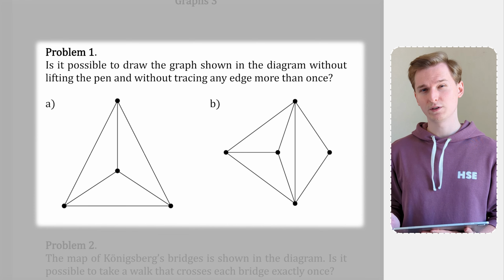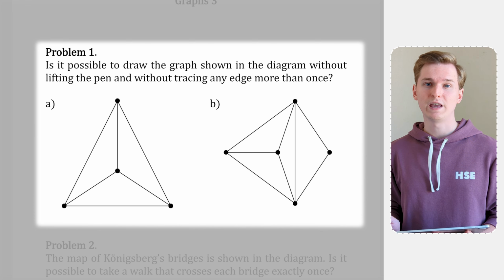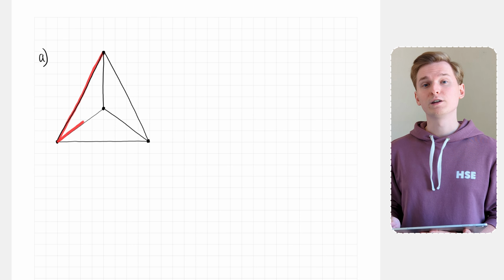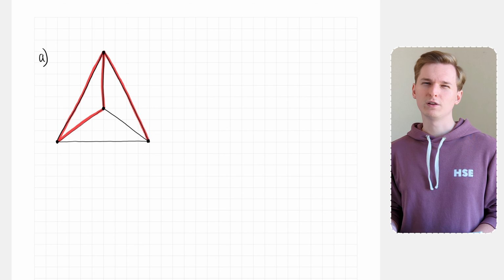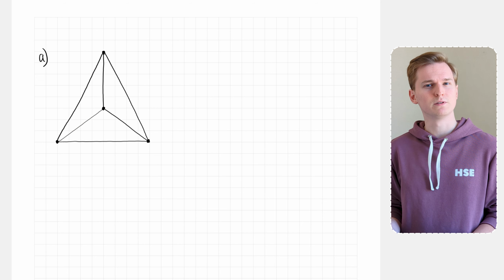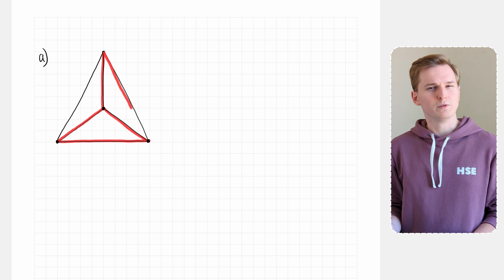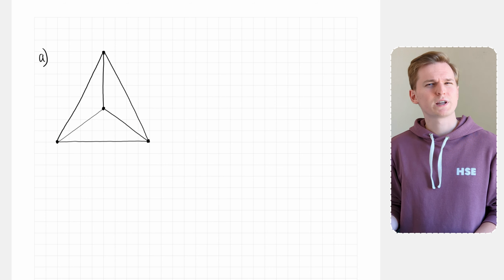graphs without lifting the pen and without retracing any edge. Let's start with diagram A. If you try finding a path yourself, you will likely realize that it seems impossible, but how do we actually prove that's impossible? After all, maybe there is a way, but we just haven't found it.